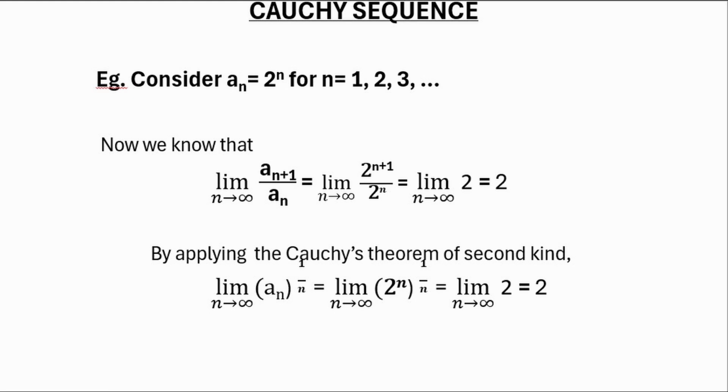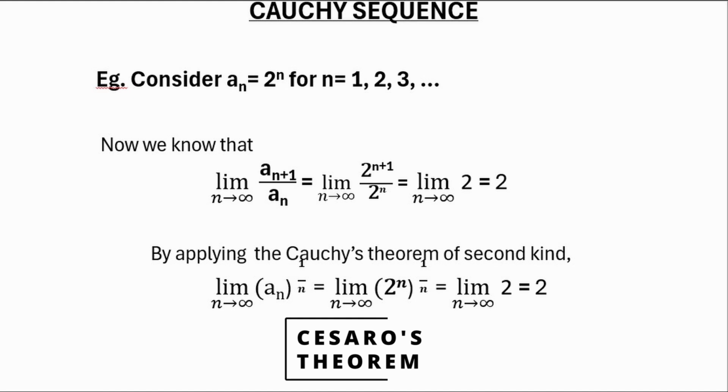Consider the sequence a_n equals 2 raised to n for n equals 1, 2, 3, etc. Now we know that the limit of 2 raised to n plus 1 by 2 raised to n as n tends to infinity equals 2. Now by applying the theorem just seen, we get the limit of (2 raised to n) the whole raised to 1 by n also equals 2. Thus Cauchy's theorem holds. A homework for you guys is to find out about Cesàro's theorem.